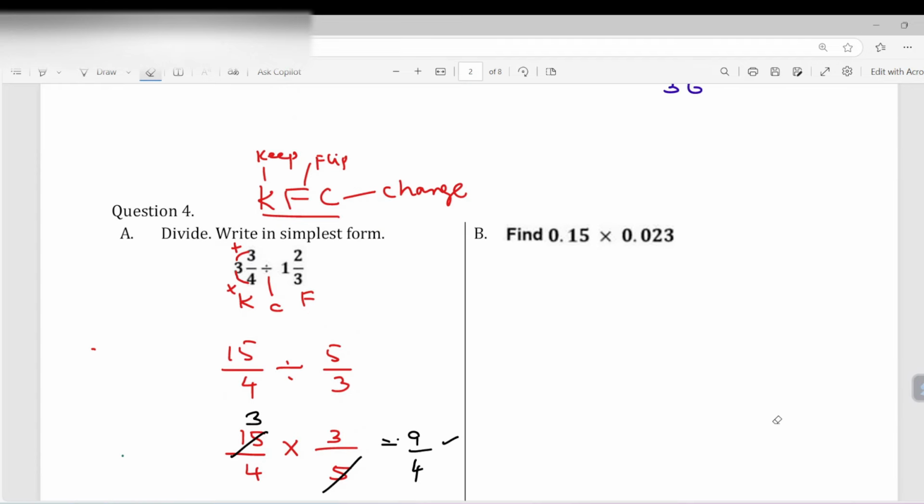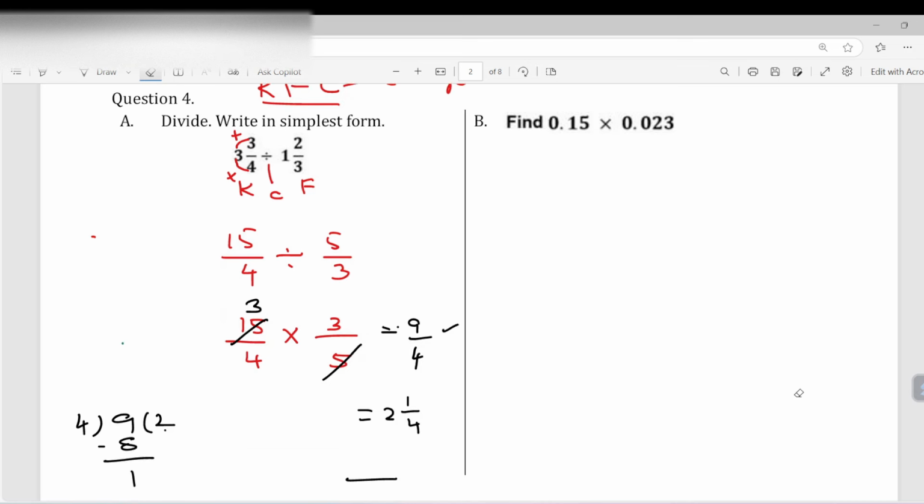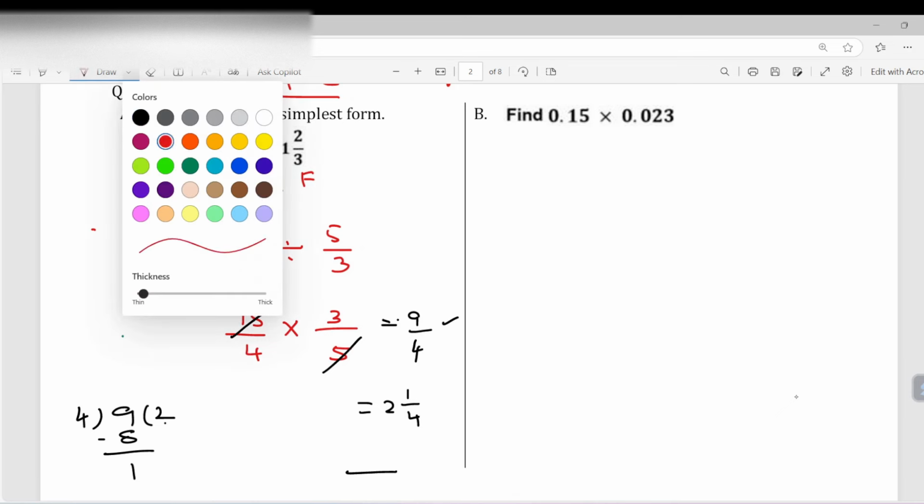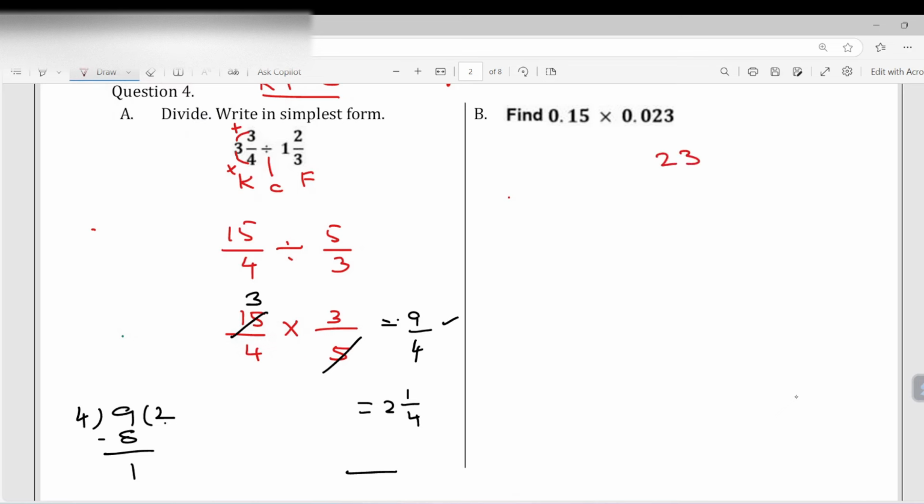Now this one. For this type of problem, please don't see the decimal. Just multiply 23 into 15. 5 times 3 is 15. Carry 1. 5 times 2 is 10, 10 plus 1, 11.